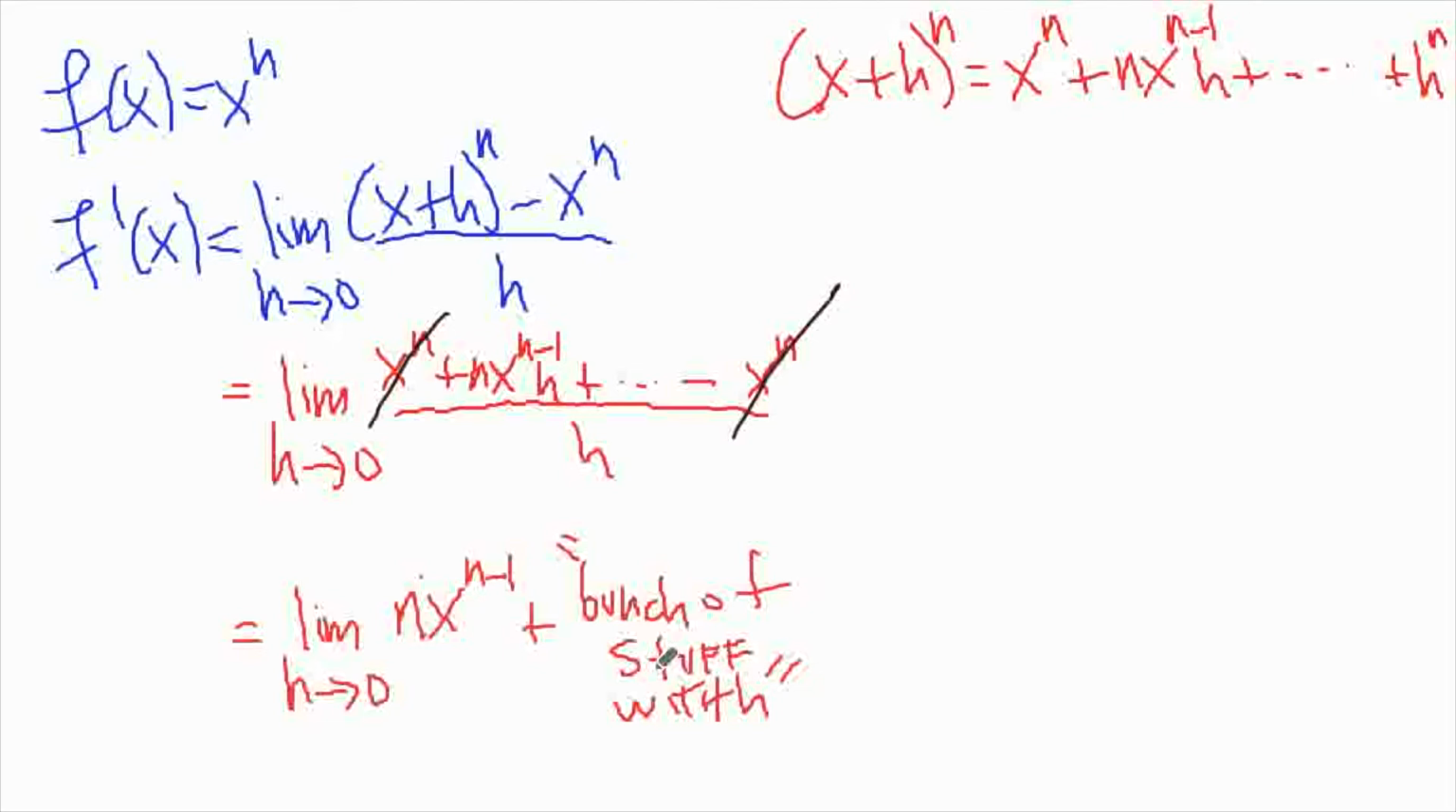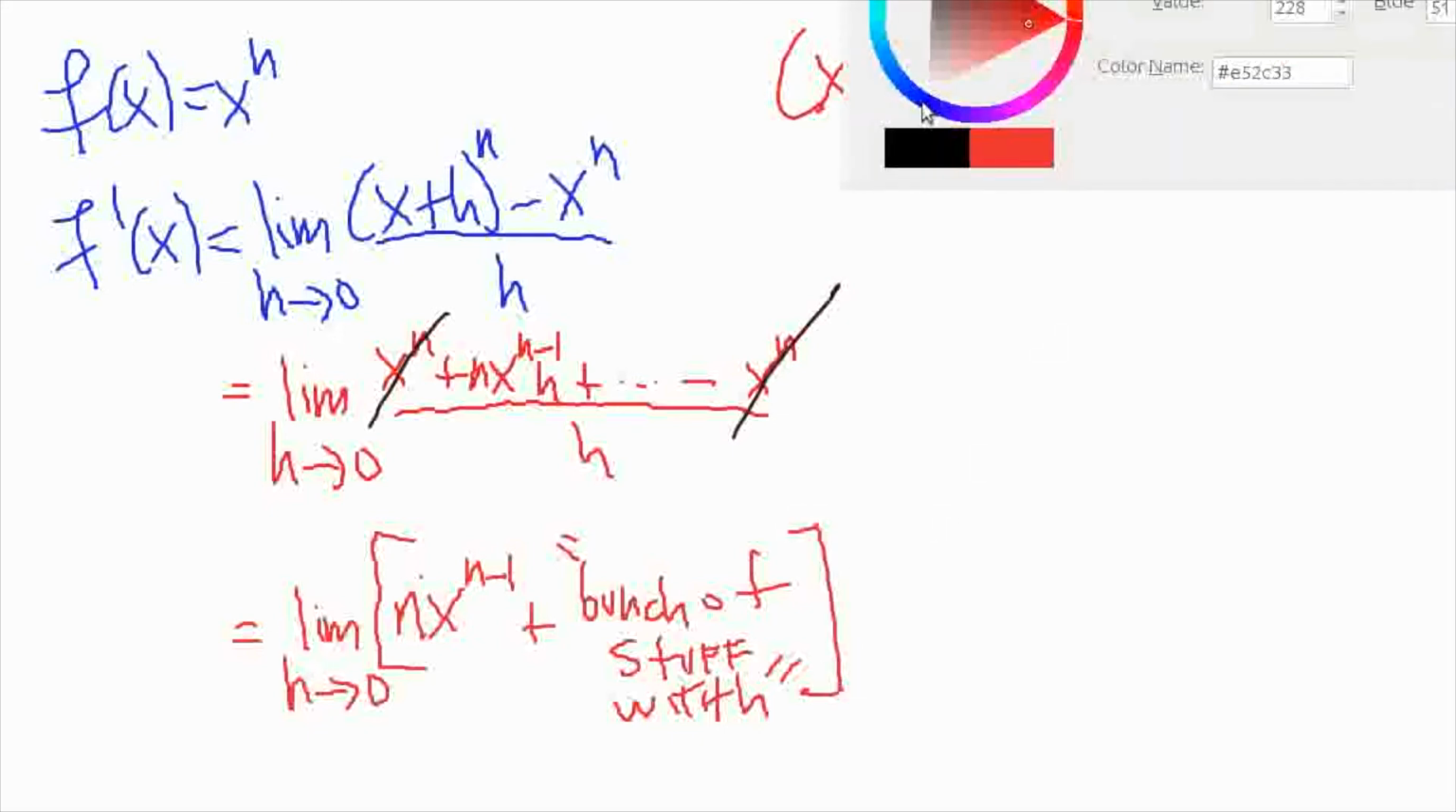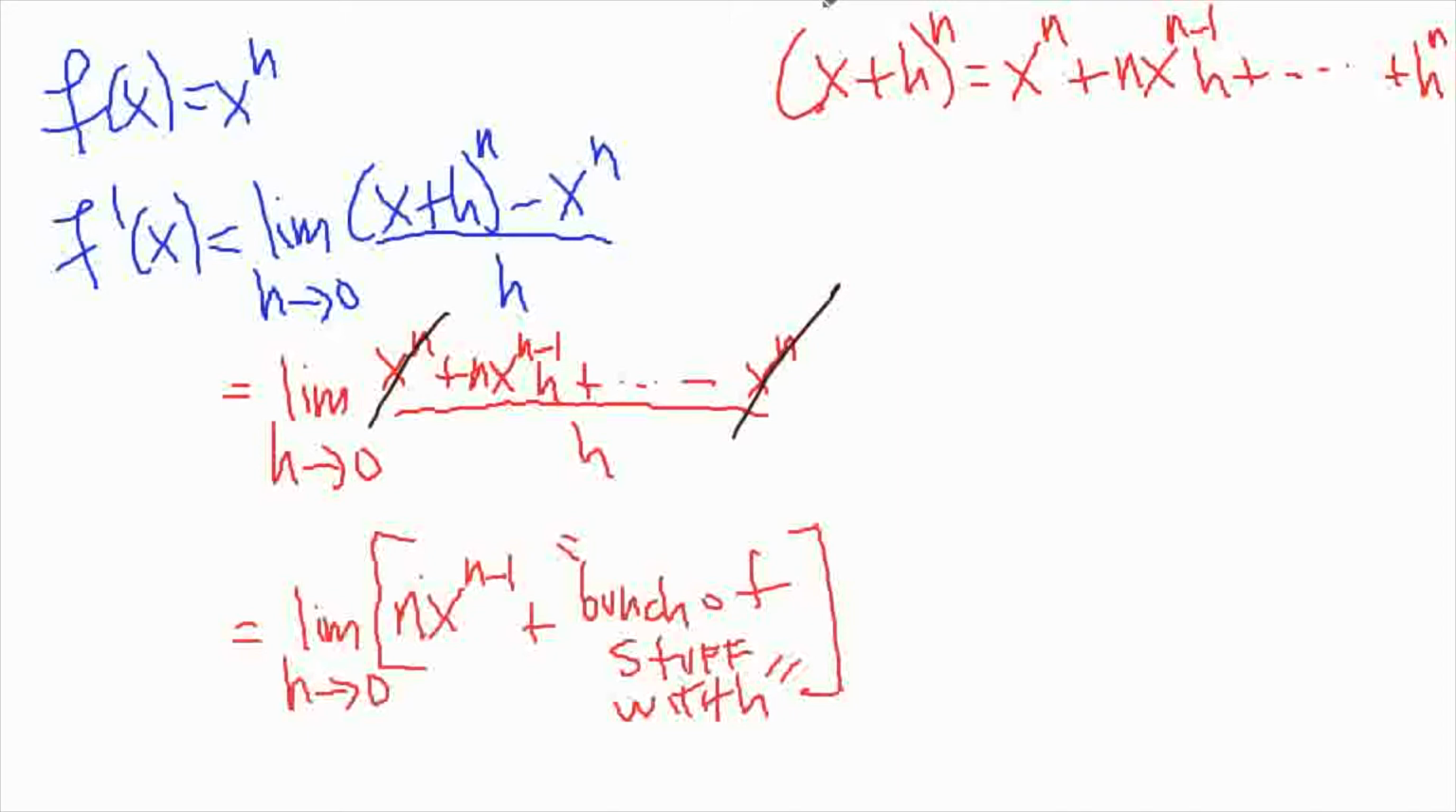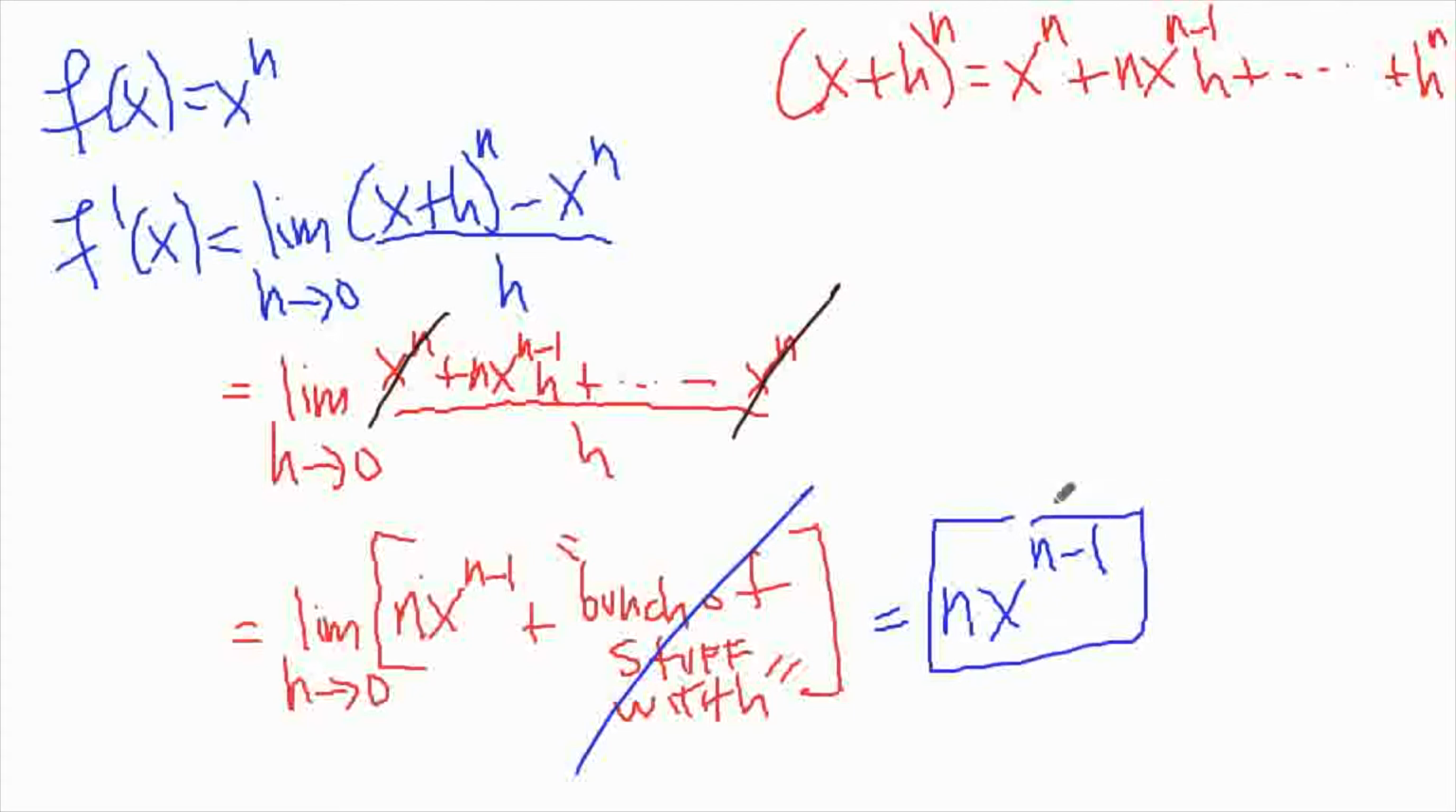Okay, now the limit is as h goes to 0. If you look at the binomial theorem or Pascal's triangle more carefully, you'll see that they'll all have h terms, so as h goes to 0, all this stuff goes away. So the whole thing simplifies to n x to the n minus 1. Okay, and that's the power rule formula for the derivative. So the derivative of x to the n will give you that. You move the exponent down, turn it into a coefficient, and then the original exponent gets decreased by 1.